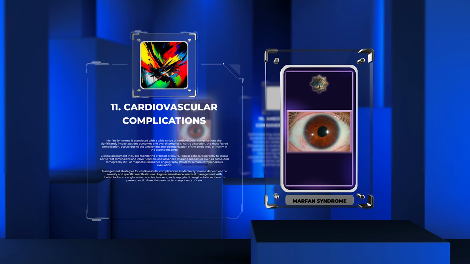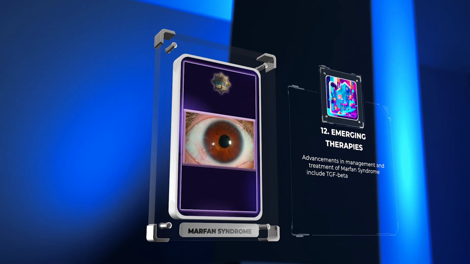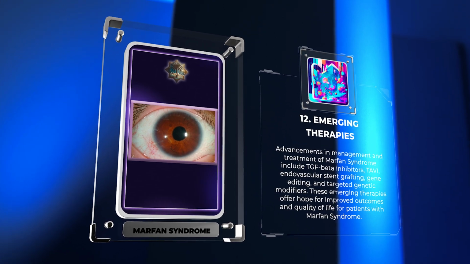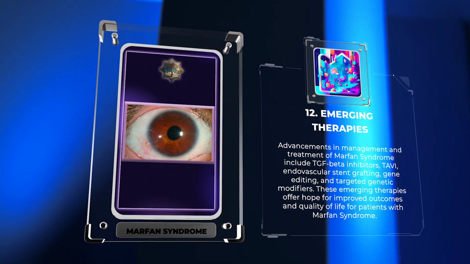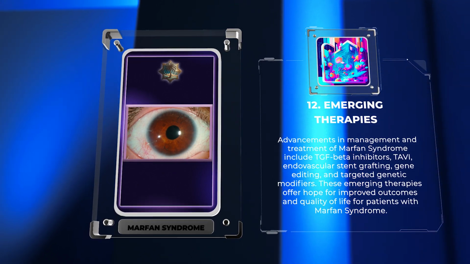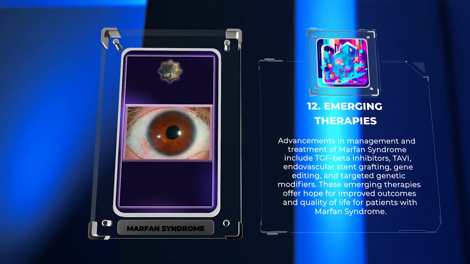crucial components of care. Advancements in management and treatment of Marfan syndrome include TGF-beta inhibitors, TAVI, endovascular stent grafting, gene editing, and targeted genetic modifiers. These emerging therapies offer hope for improved outcomes and quality of life for patients with Marfan syndrome.